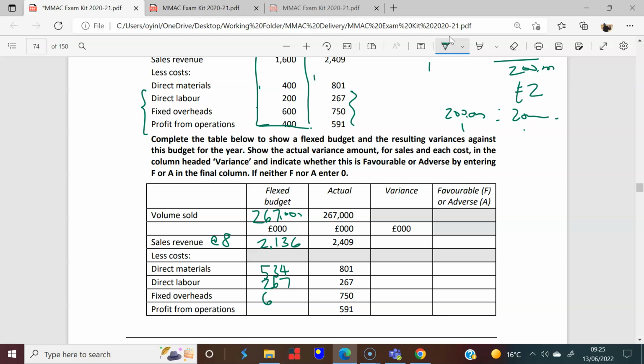Fixed overheads do not change. They are fixed at level 3. We do not do anything with them. They are literally what they are. So let's calculate the profit on this new flexed budget. I'm having 2136 minus 534 minus 267 minus 600, and I have profit from operations of 735. So now I can find the variance, right?